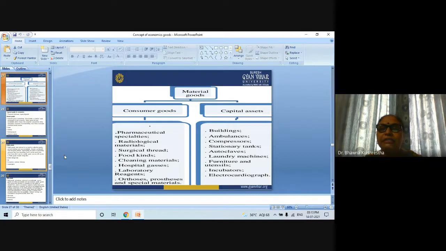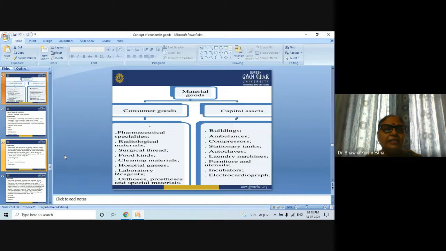And the capital assets: buildings, ambulances, compressors, sanitary tanks, autoclaves, laundry machines, furniture, incubators, electrocardiograph. These are the material goods. And material goods also have two types, consumer goods and capital assets.